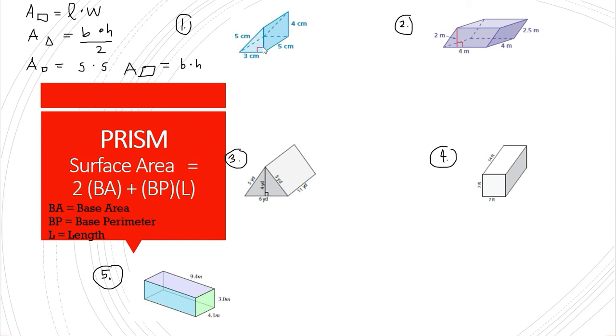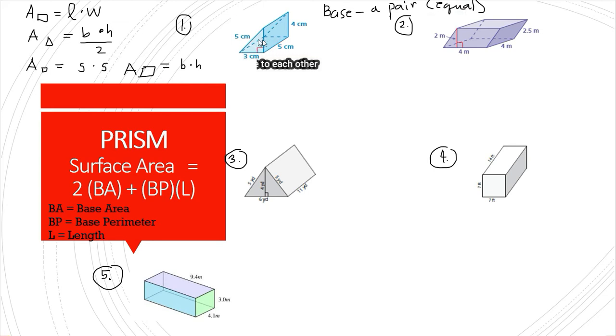The first thing that you have to take note of is how to find the base. The key note when you want to find the base is that it is the face that has a pair. The base for a prism has a pair. So when you look for the base, it should have an equivalent pair, which are equal to each other. Let's check here which face has a pair. This one is actually our base. This is a triangular prism.